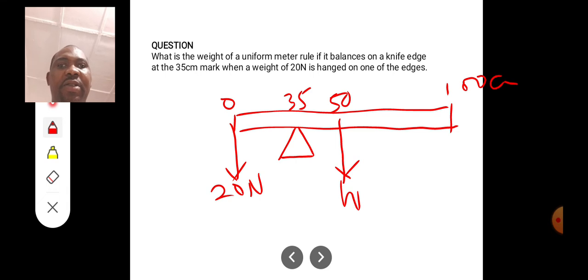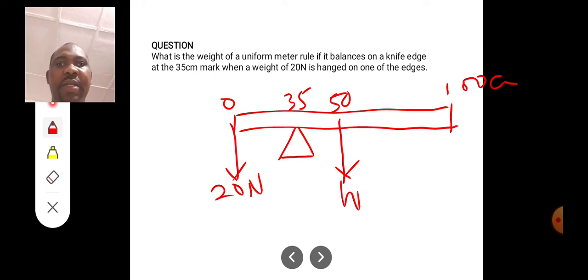You can't put it on the other side of the pivot. It has to be here. You can't put it here. That would be wrong because the weight will be too much on one side and it will fall. So for it to balance, I have to put it on the left hand side.